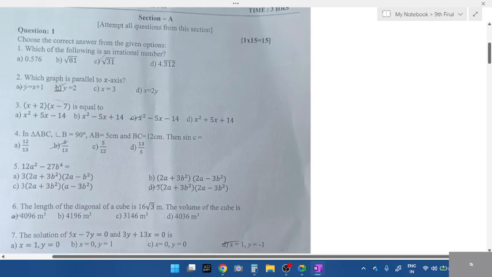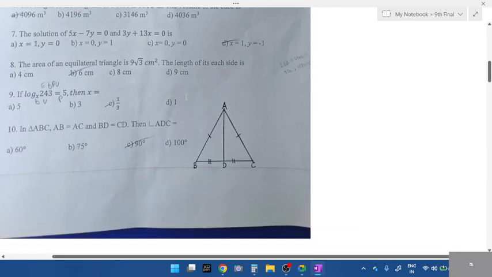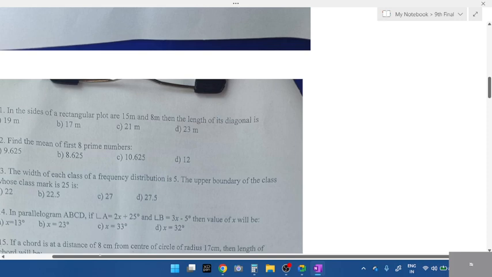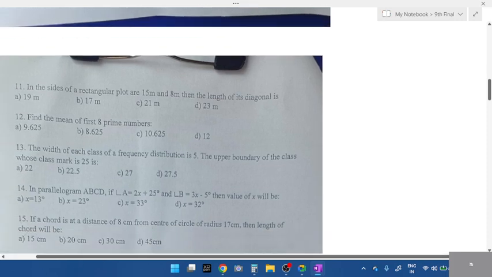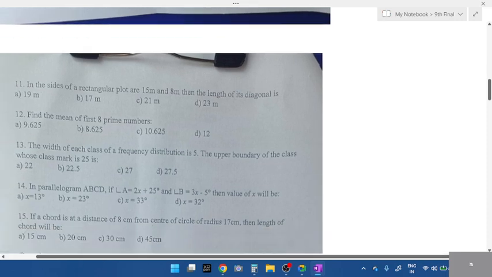(x + 2)(x + 7). For this, what's the answer you got? Third one. For third one, it is done. Okay, find the mean. You already do this, right? Mean of first 8 prime numbers. Okay, what is the mean formula? Summation of all observations divided by the number of observations.